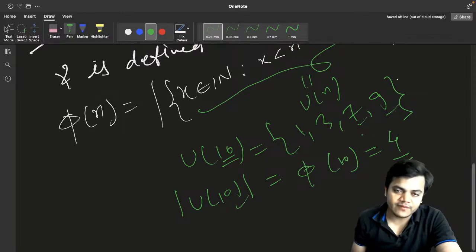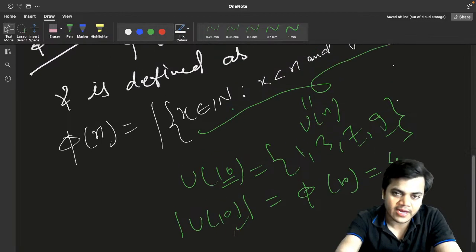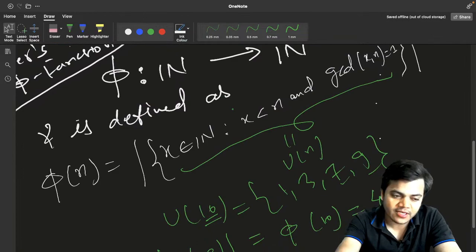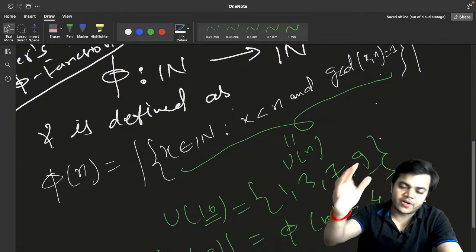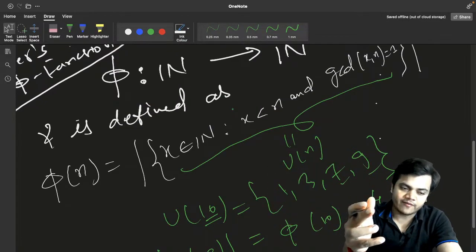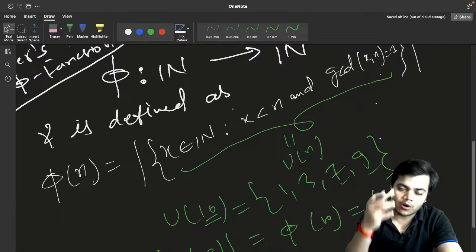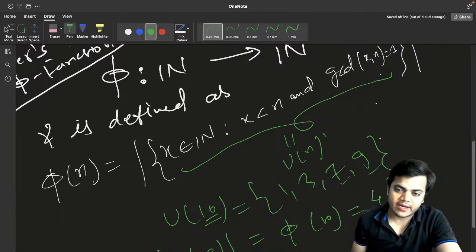So this is the very first thing I would like to say. Phi of n, this Euler's Phi function, is nothing but a function from naturals to naturals, a number theoretic function which gives the order of the group U_n.